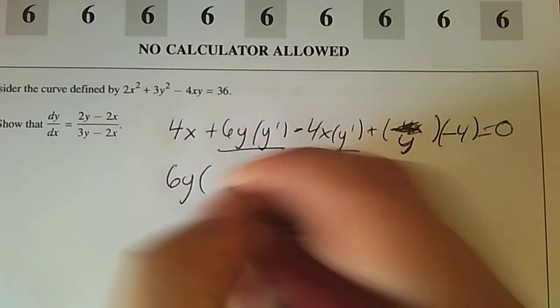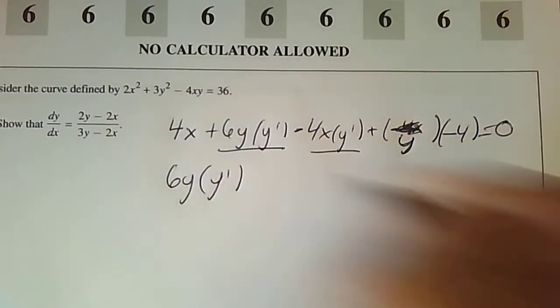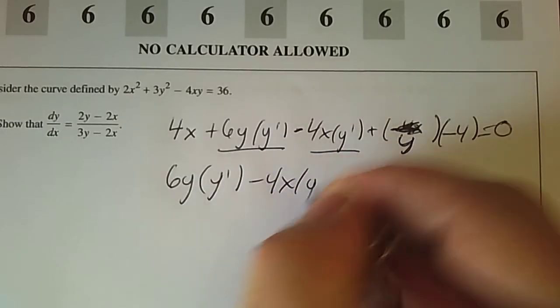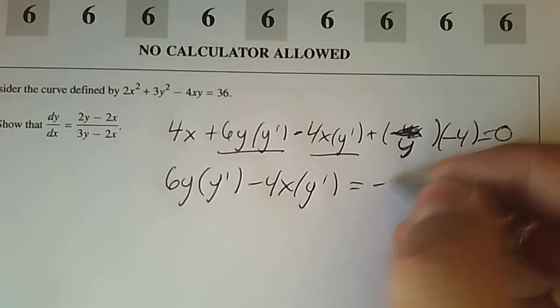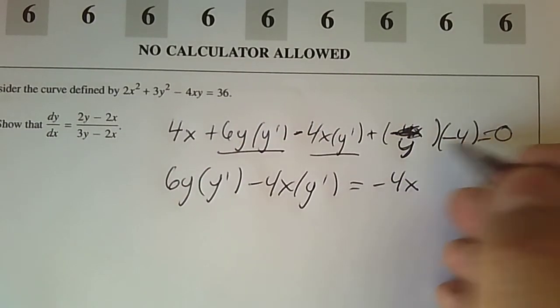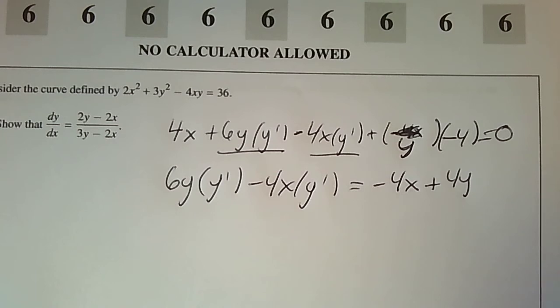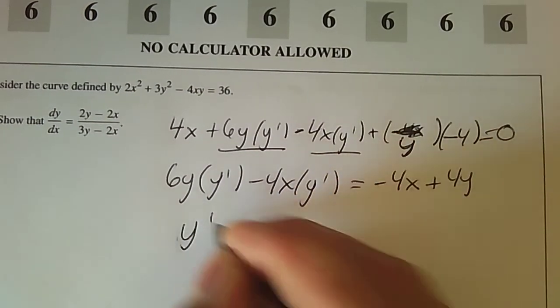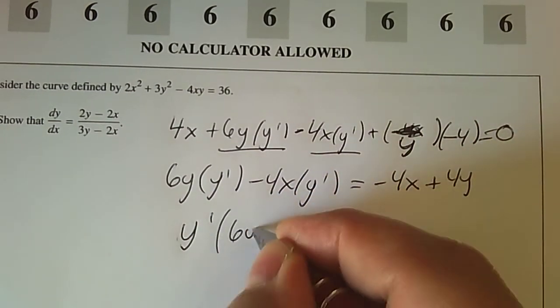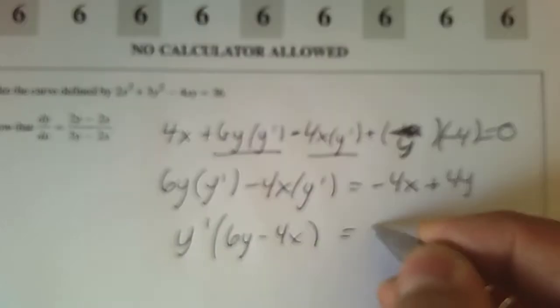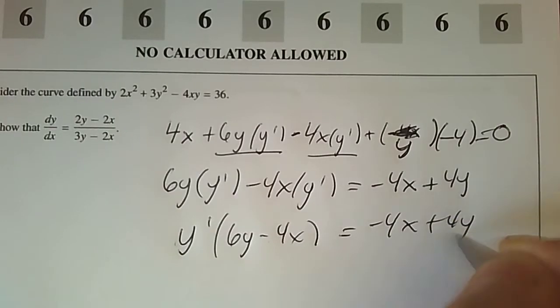So 6y y prime, that's staying. 4x y prime, that's staying. And then we're going to subtract 4x. This is negative 4y, so we're going to add 4y to the other side. Then we're going to factor. And then the last step is we're going to divide.